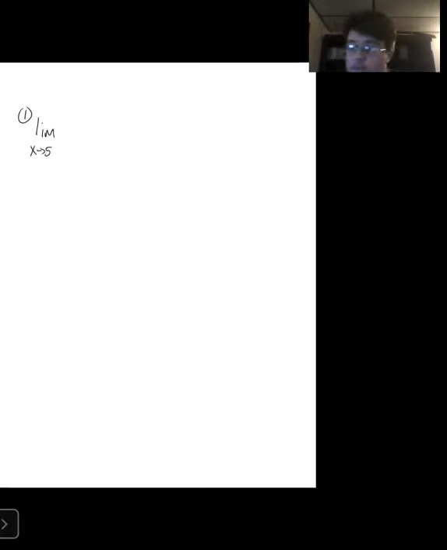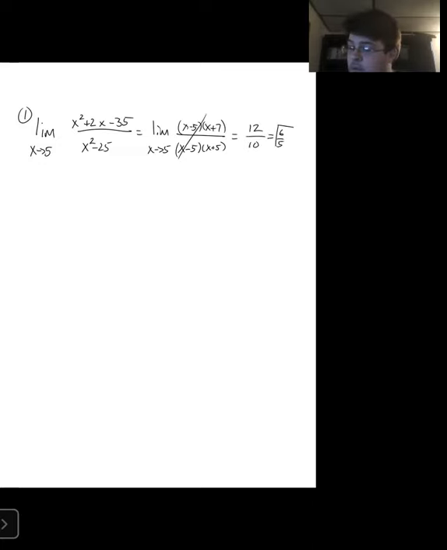First, limit as x approaches 5, x squared plus 2x minus 35, all over x squared minus 25. Well, you try substituting, you get 0 over 0. But fortunately, it does factor on the top and the bottom. The bottom is x minus 5 and x plus 5. The top is x minus 5 and x plus 7. Those cancel, then you can substitute. You get 12 over 10, which reduces to 6/5.